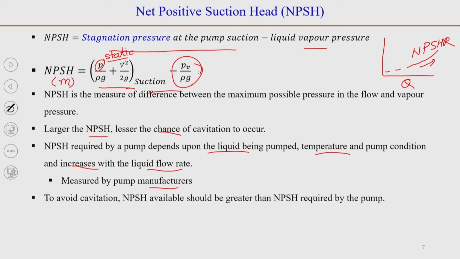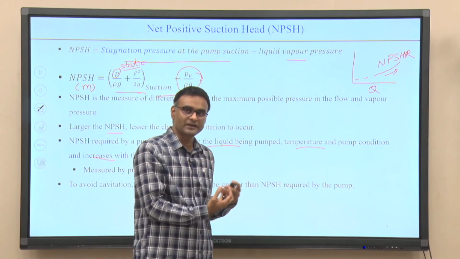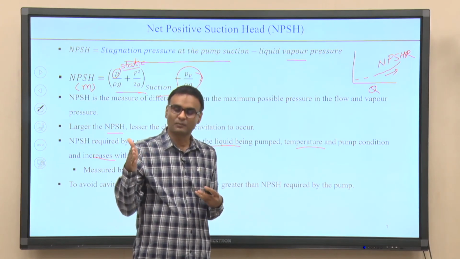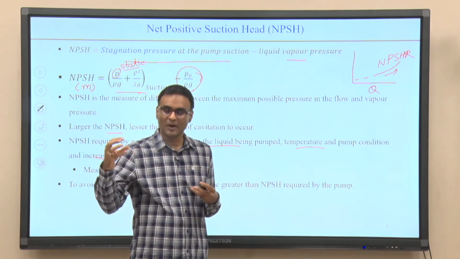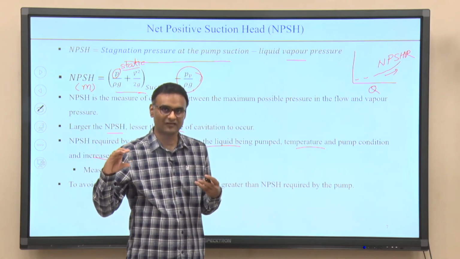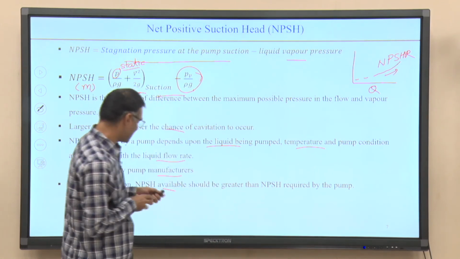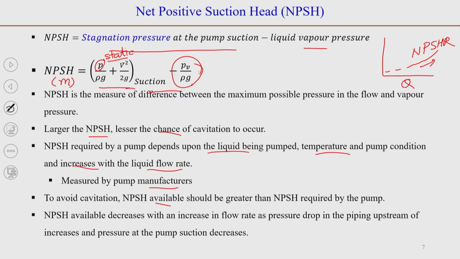Now, to avoid cavitation, consider the NPSH that is available. For a particular pump, you will have the NPSH required at your disposal. When you are installing it in a pipeline, you need to calculate, at the point where the pump will get its suction from, what the pressure is there, and whether the NPSH available there is greater than the NPSH required. Now, the NPSH that is available will decrease with an increase in the flow rate.